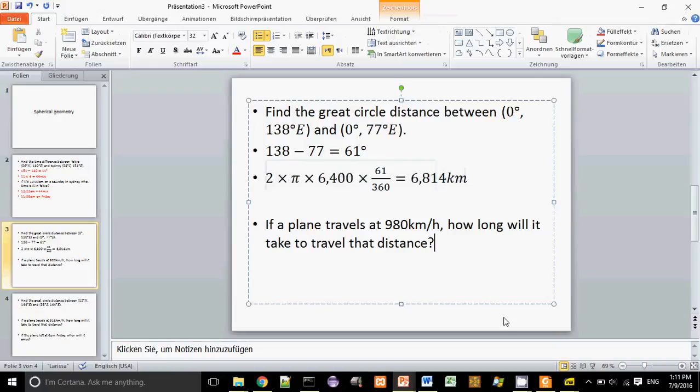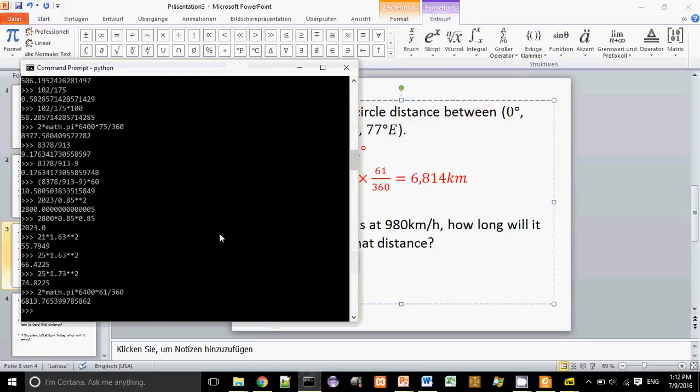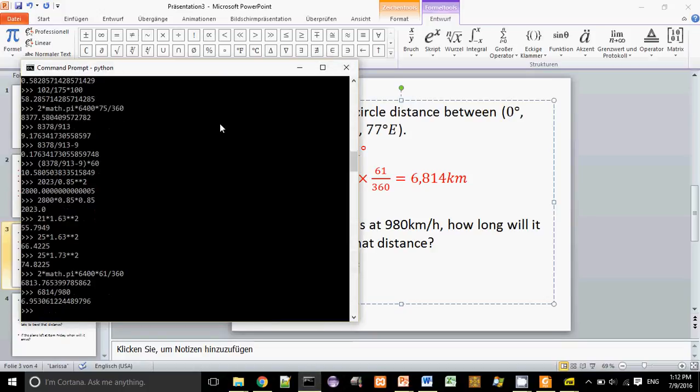If a plane's traveling at this speed, how long will it take to travel that distance? You just need to divide. How many times does that go into that? That tells us how many hours. Remember, show your working. Divided by 180. 6,814. So I get about 6.95 hours.